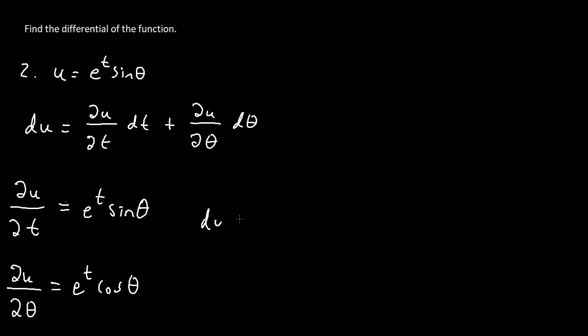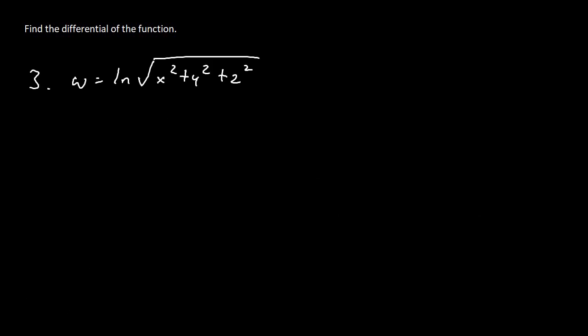So du is going to be equal to the partial derivative of u with respect to t, which is e to the t sine of theta, times dt, plus the partial derivative of u with respect to theta, which we found to be e to the t cosine theta, times d theta. And that's the final answer.